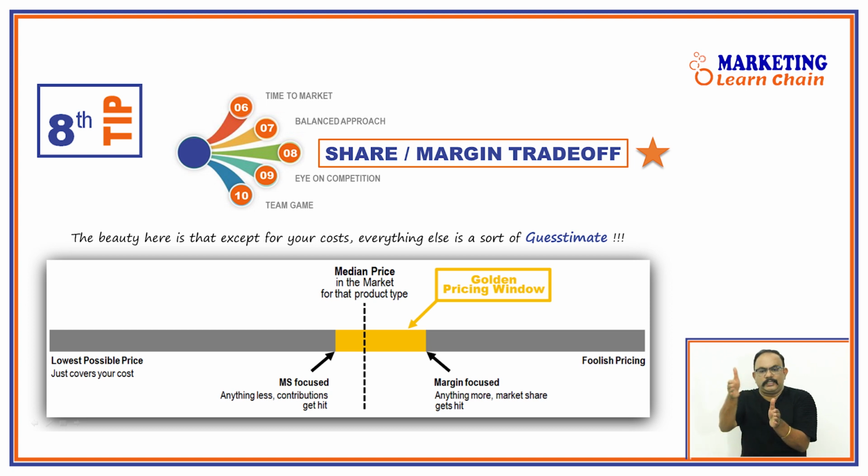So slowly start increasing your price till you come to the rim of the golden pricing window. Somewhere within the pricing window is a median price. You do not know it. At no point of time do we really know in real terms what the median price would be. So let us assume it is somewhere right up there.